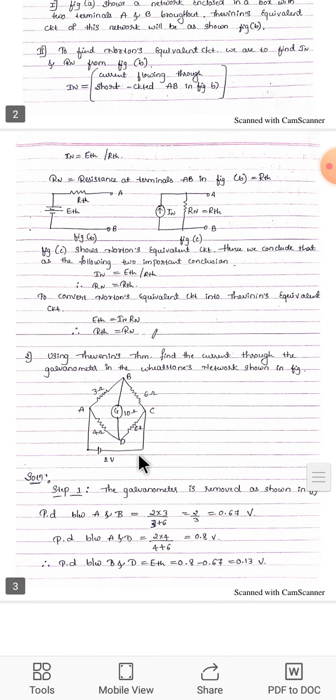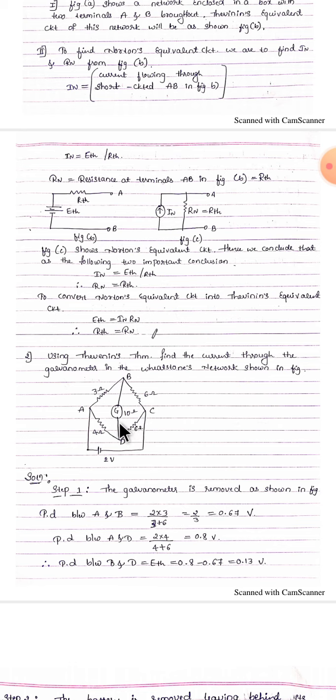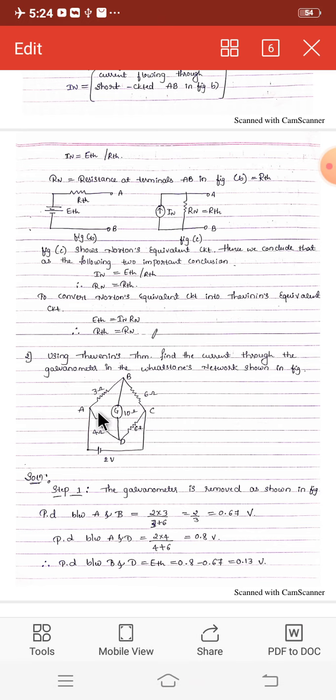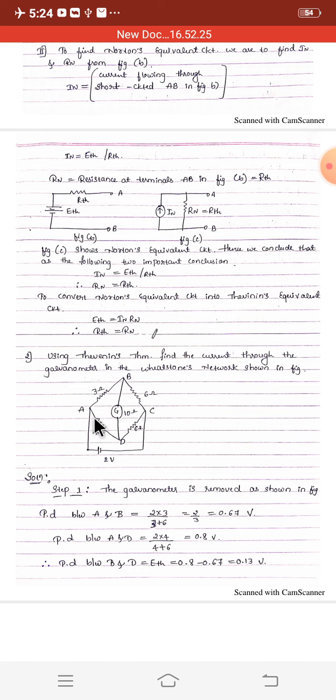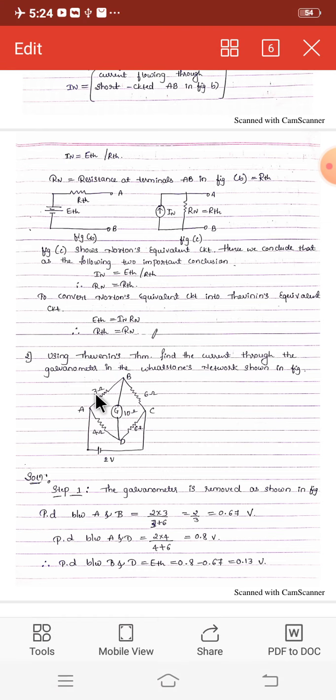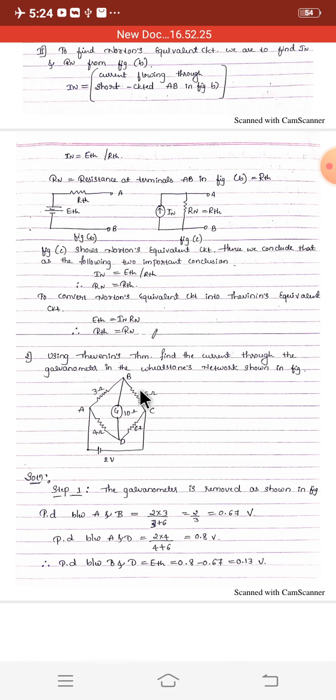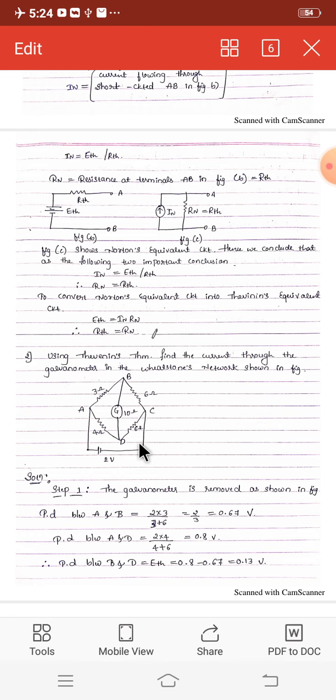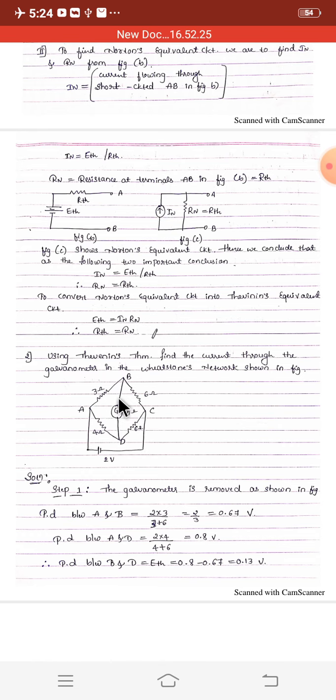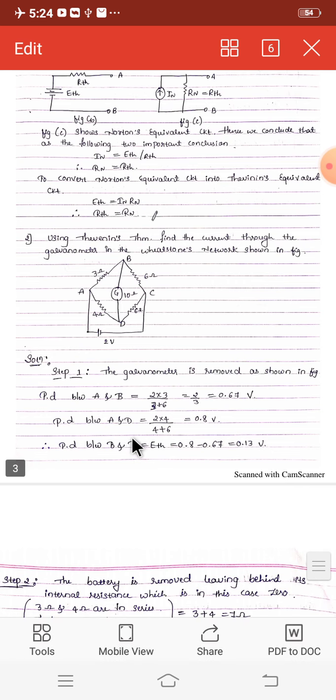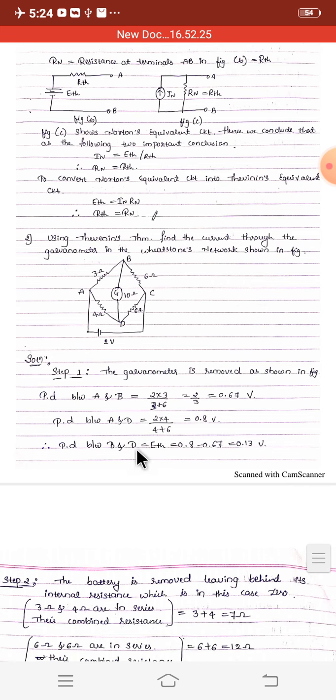In this problem, they have given the Wheatstone network. We have to find the current. First find the potential difference between A and B, A and D. First multiply 3 into 2. Next 4 into 2, divided by 3 plus 6, 4 plus 6. Next we have to find the potential difference between B and D. That's why we subtract the second value from the first value.